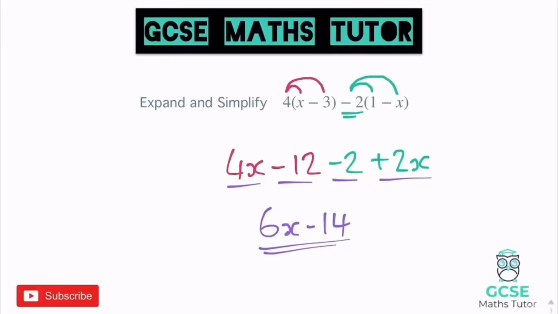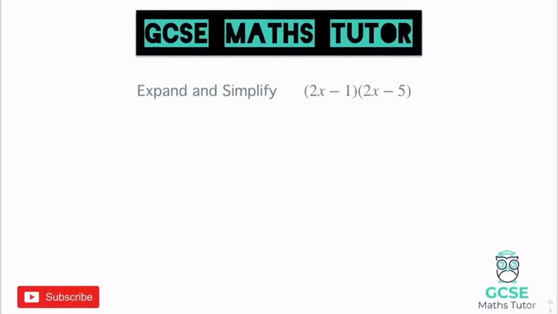Again, just be very, very careful with whether the number is negative or not. Obviously this was a negative 2, so be particularly careful when you times it by this negative x to make sure you get your symbols right. Here we go, so expand and simplify this one: we have 2x minus 1 and 2x minus 5.